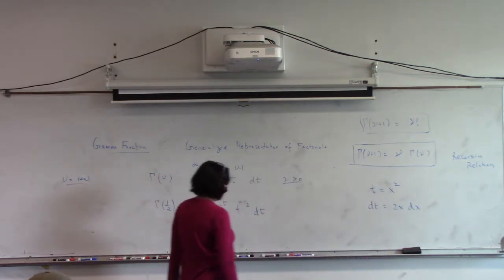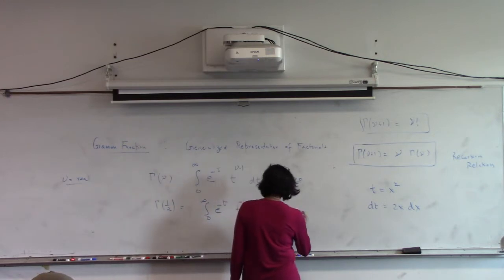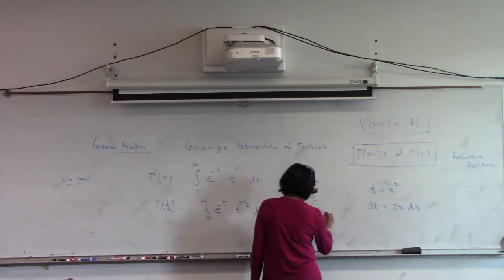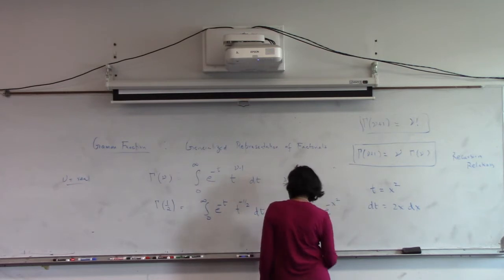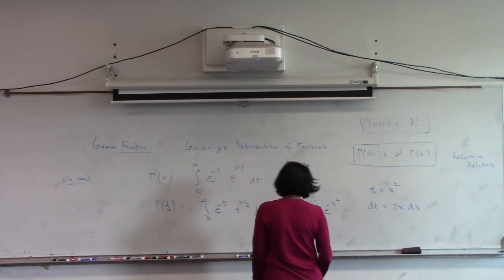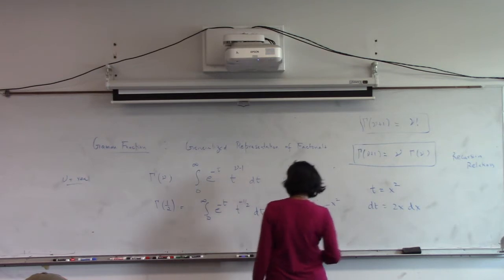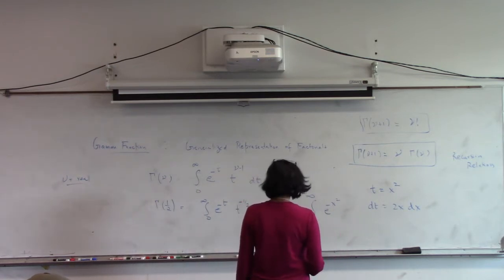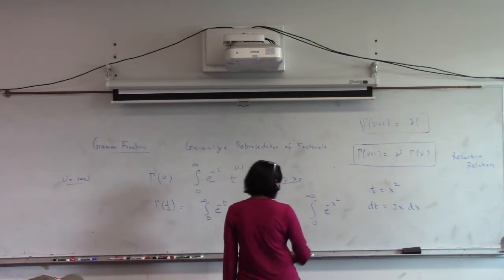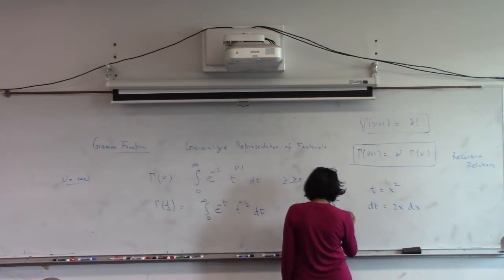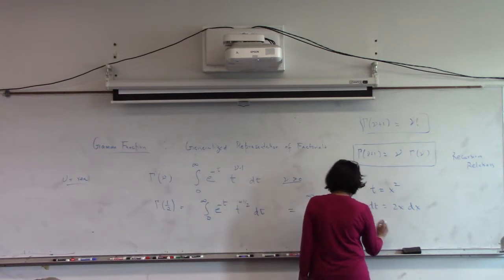So I can write this as 0 to infinity, exponential of negative x squared, t to the power of minus half, that's what we wrote, dt is 2x dx. T to the power of minus half is x to the power minus 1, right? So I have 1 over x right there. I have that, and dt is 2x dx.